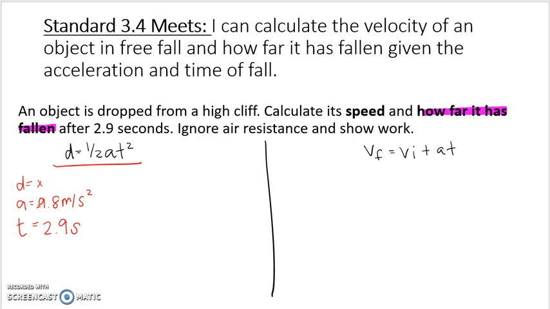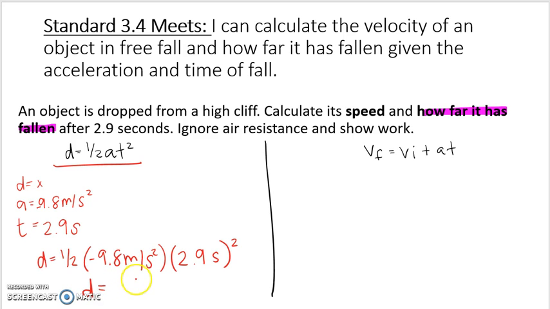Now, let's calculate for D. D is equal to 1/2 times negative 9.8 meters per second squared times 2.9 seconds. This 2.9 seconds is squared, and so we're going to start with that. Always take 2.9 times 2.9, or whatever your time is. You want to make sure that you're squaring that first. Then multiply it by your 9.8, then multiply it by 0.5. Remember that multiplying by 0.5 is the same thing as dividing something by 2.